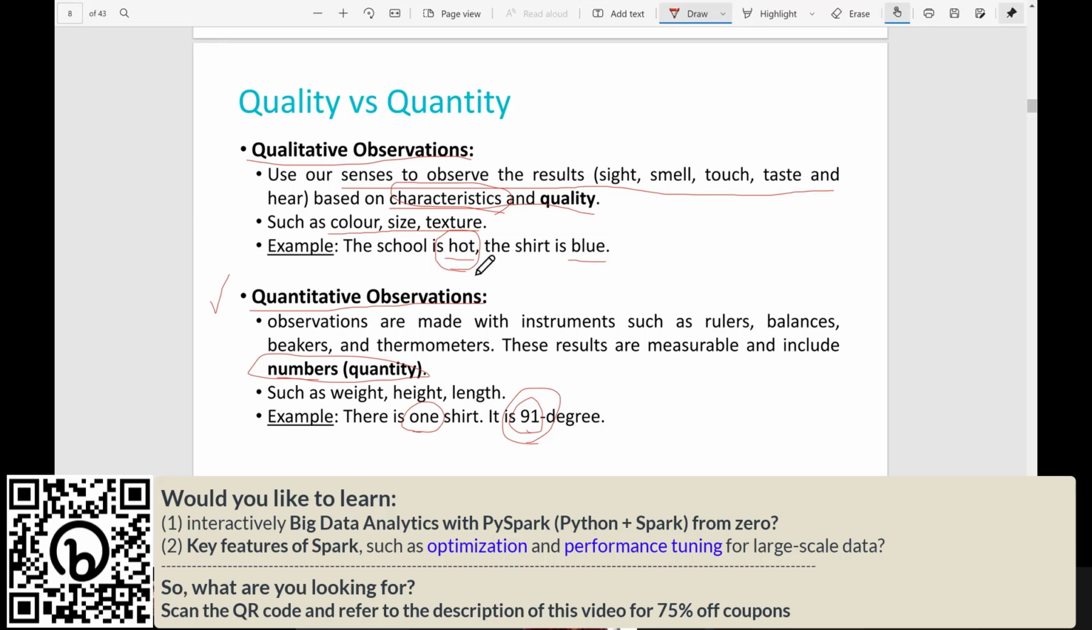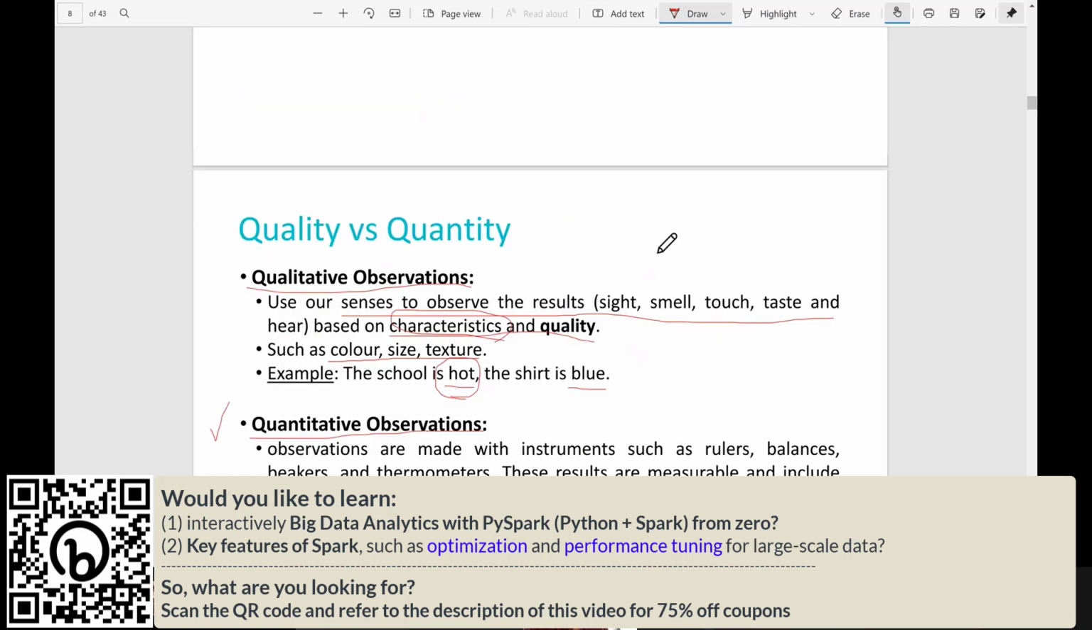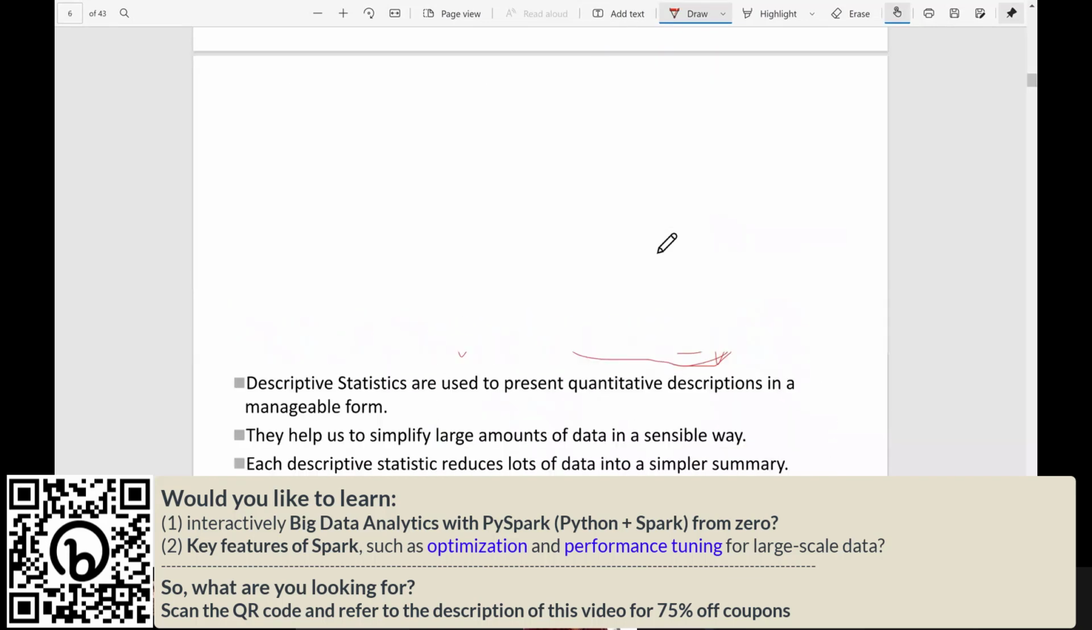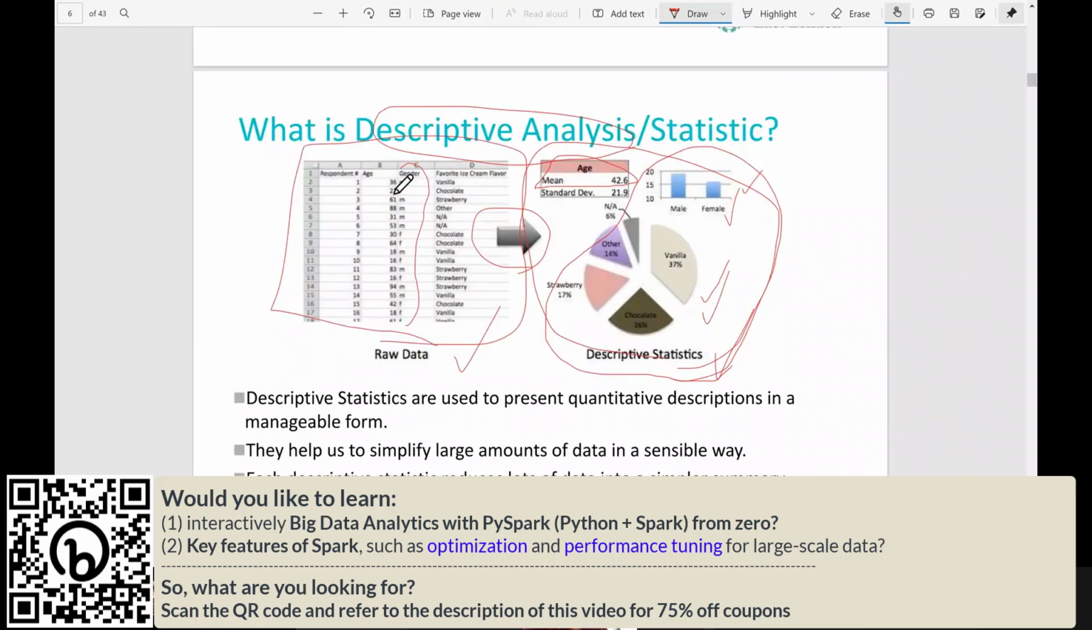So if you have data with a few columns that include qualitative values, like hot, blue, male, female, and so on, there are two options. The first option is to convert those qualitative observations to quantitative. For instance, if you have male and female, since gender here is only male and female, you can assign male 0 and female 1. In this case, you can convert those textual inputs to numerical input.